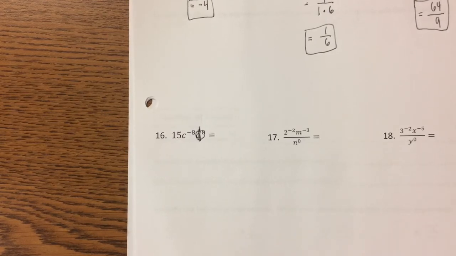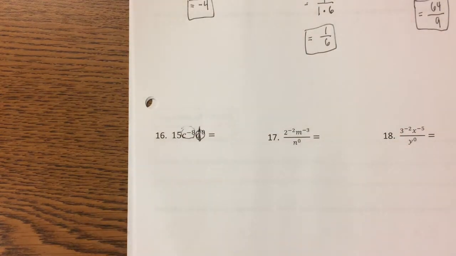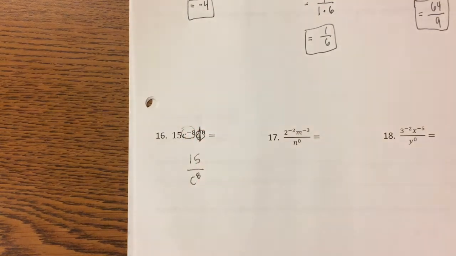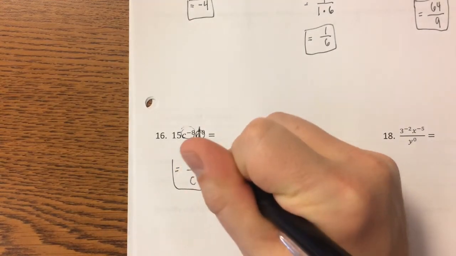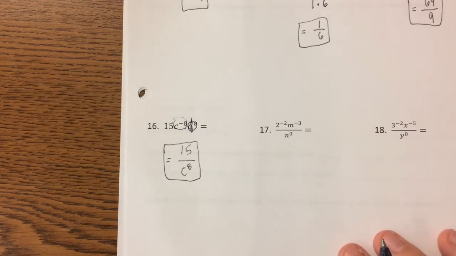15 times 1 is 15, right? But then we've got this negative power right here. This needs to get moved to the other side of the fraction. So even though you don't see a fraction here, you can still move it to the denominator that you don't actually see. So this is going to be 15 over c to the 8th. There's nothing we can do at this point to simplify that further, so that's just your answer. Any questions about that one?